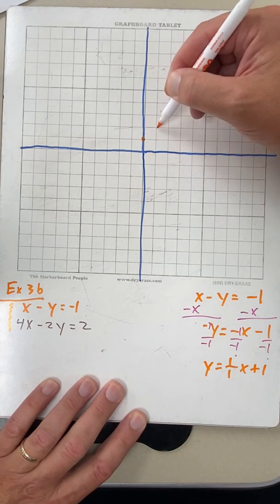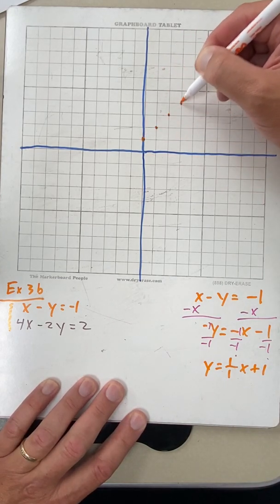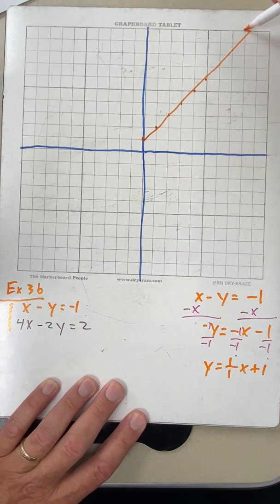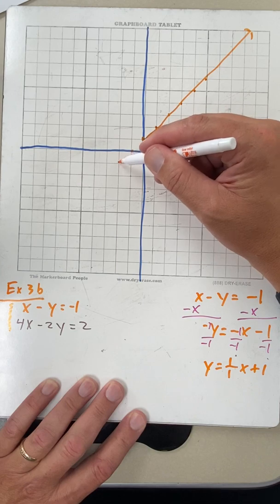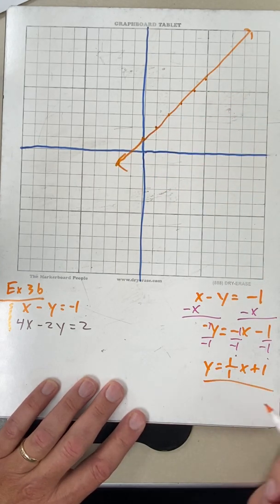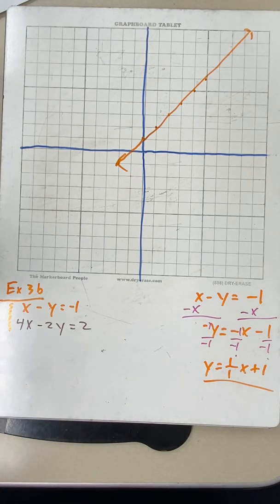Start up 1, we go up 1, right 1, up 1, right 1, and so on. So it's going to do this. And it could keep going backwards if I need to. All right, so that's our orange line. Now we're going to work on our brown one.